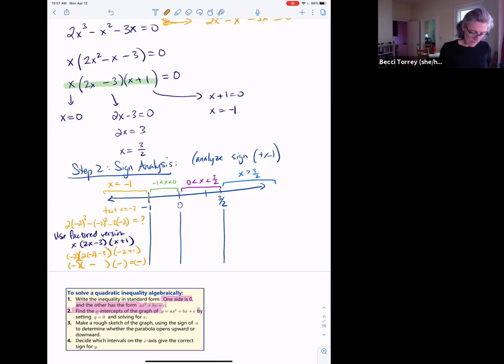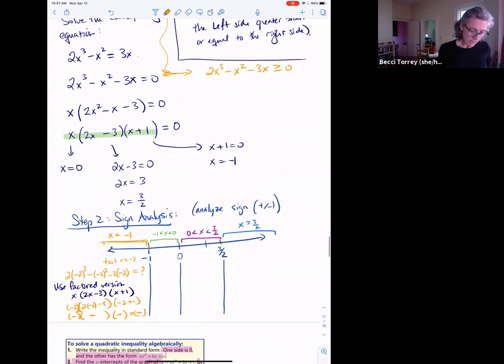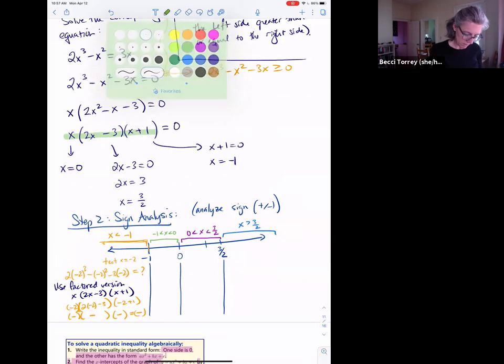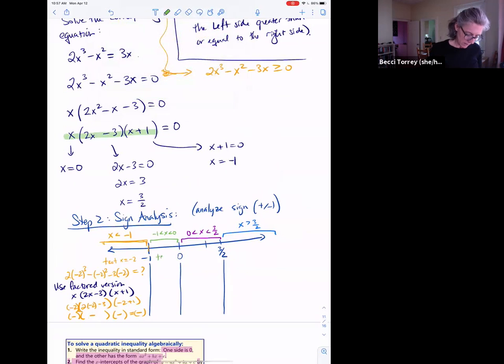So that means that this whole region, for all the x values that are less than -1, these values are going to be negative. So they are not solutions to our inequality. When I do the same thing between -1 and 0, I can test something in between, maybe -1/2. Test x equals -1/2.